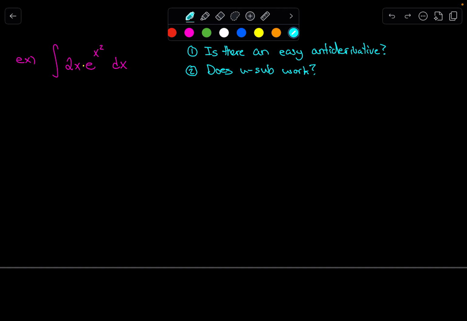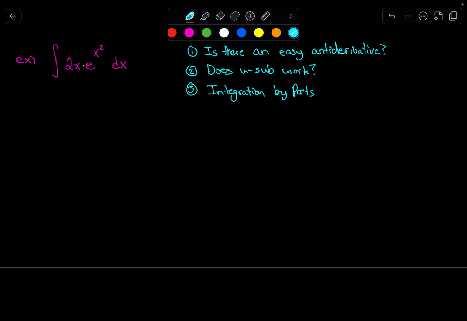And if those don't work, then step 3 is going to be try integration by parts, right? Start with the easiest method all the time, and then work up to the harder method. Okay. So let's see what we get here.